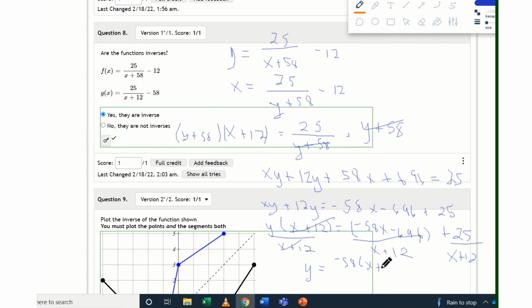And I'm betting that negative 58 goes into negative 696 12 times. 58 times 12, yes, is 696. So what I can do now, and we see that these will cancel out, and now it does look just like that one. It's just the negative 58 is in front.